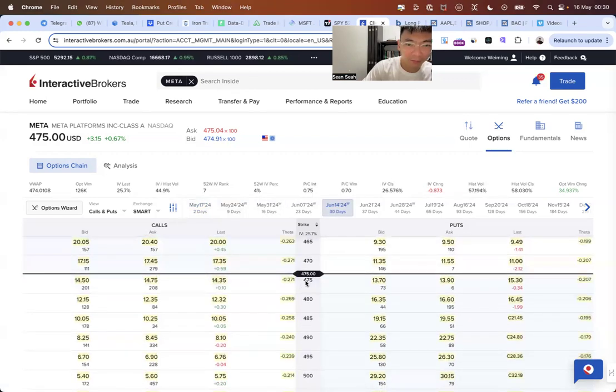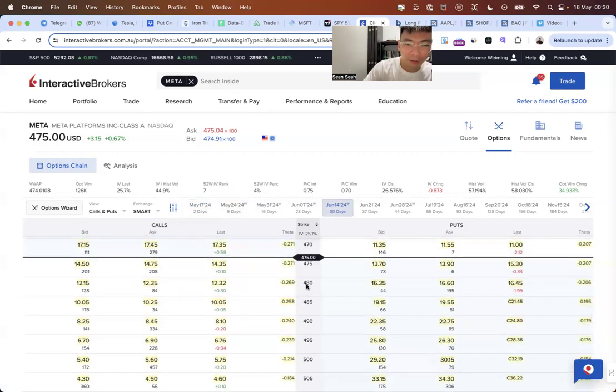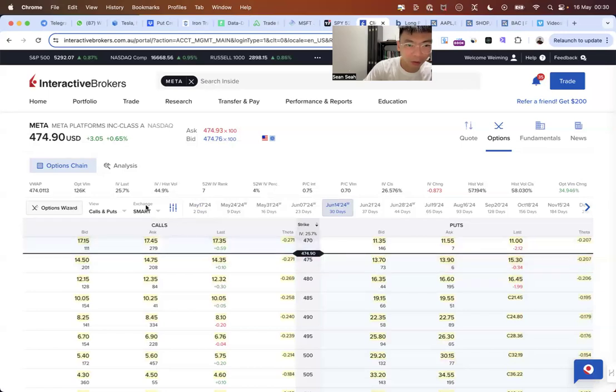Similarly, a 475 strike price call. You can see that the option's value dropped by 0.271. It drops by 27 cents every single day. It's $14 now. It drops by 20 cents every day. You divide it by 30, multiply by 30. The value is almost gone.